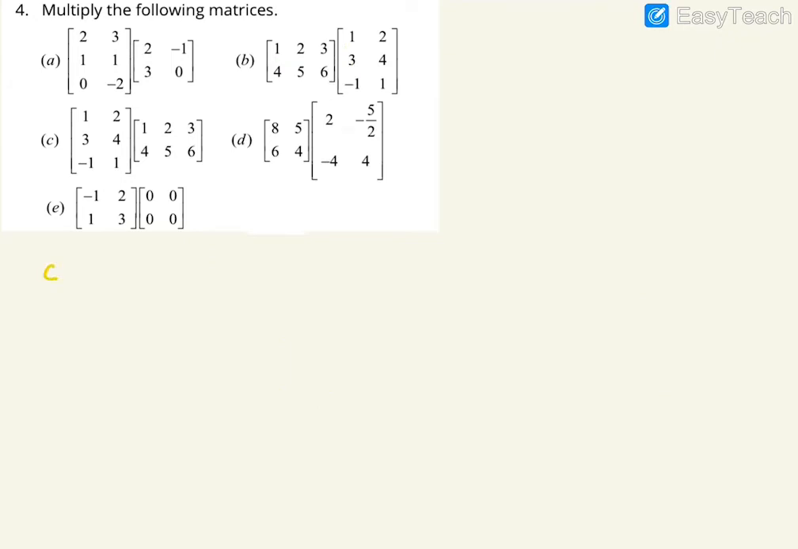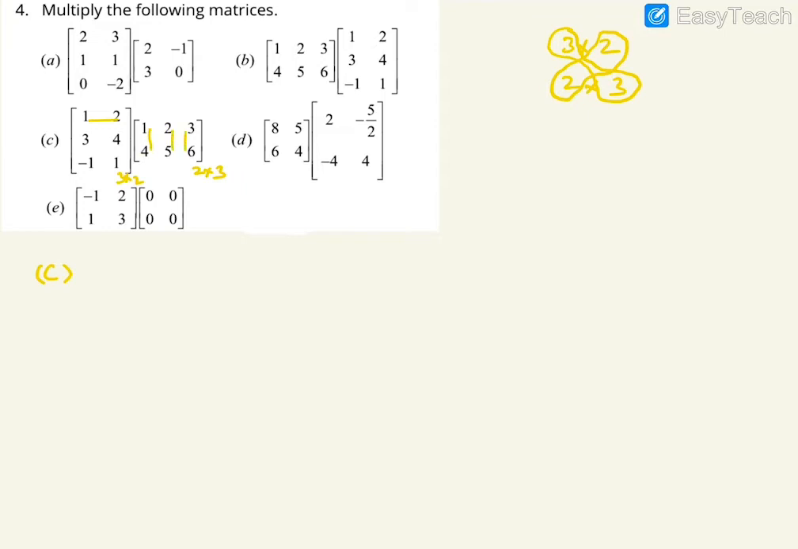Part C is also the same. We have the order of the first matrix, 3 rows and 2 columns, 3 into 2, and here we have 2 rows and 3 columns, 2 into 3. So multiplication is possible and we need this order of the product, 3 into 3. So this row is going to multiply with the first column, second column and third column.